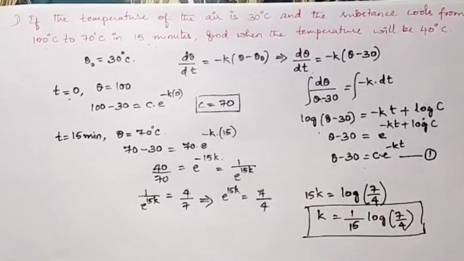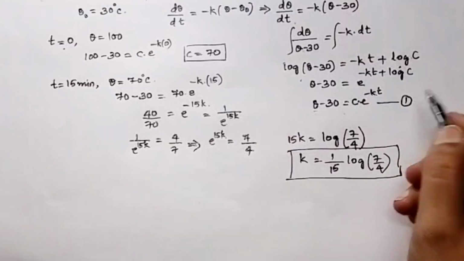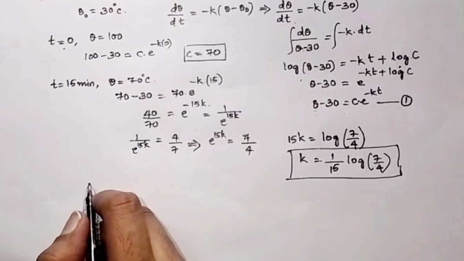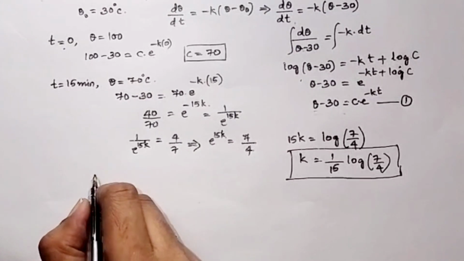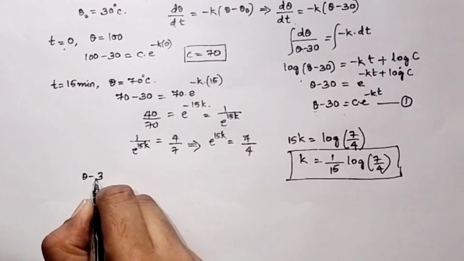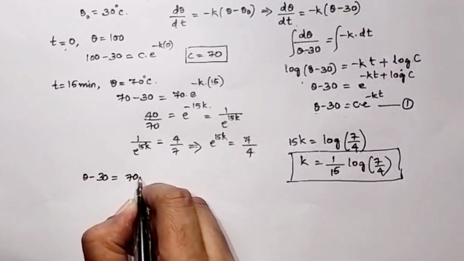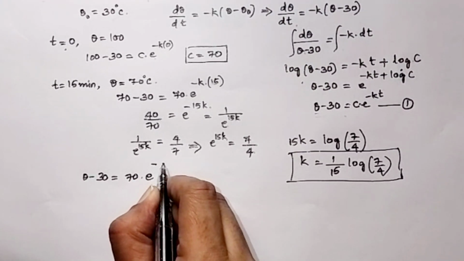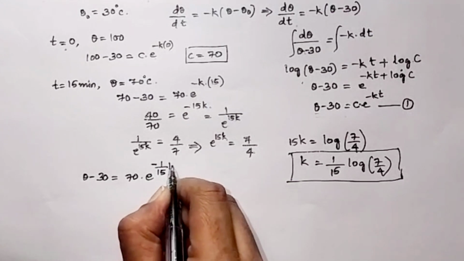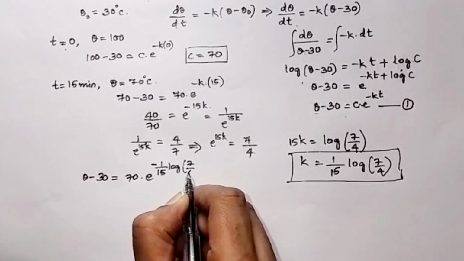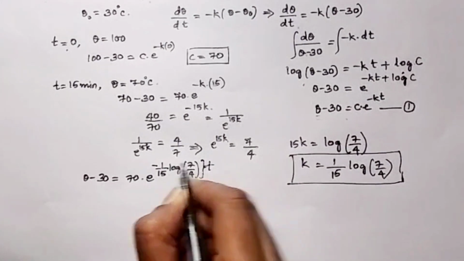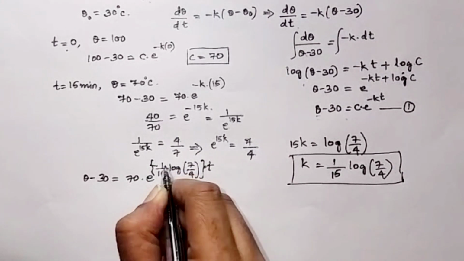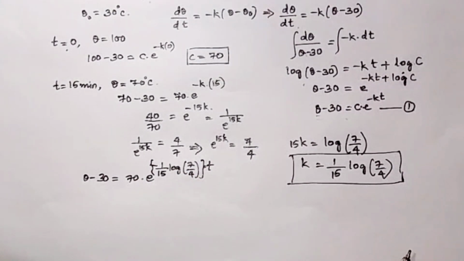So we got the value of constants c as well as k. You can substitute back into the first equation. So what it becomes is theta minus 30 equal to 70 into e to the power minus 1 by 15 into log of 7 by 4 into t. This is in the power, e to the power.